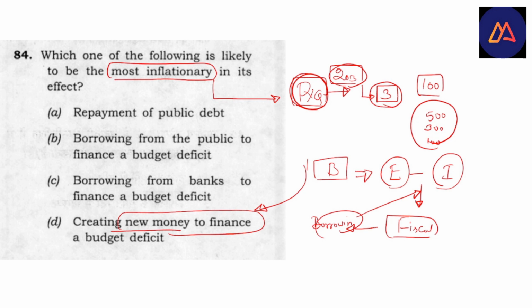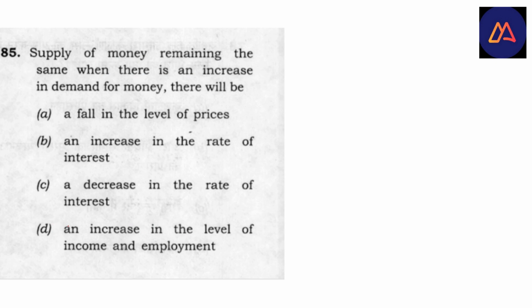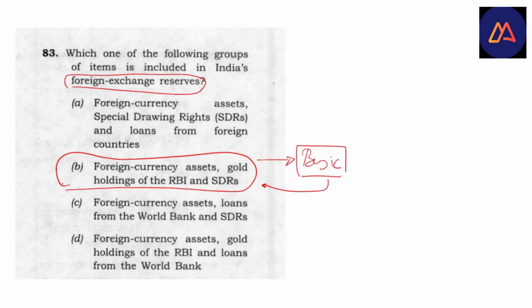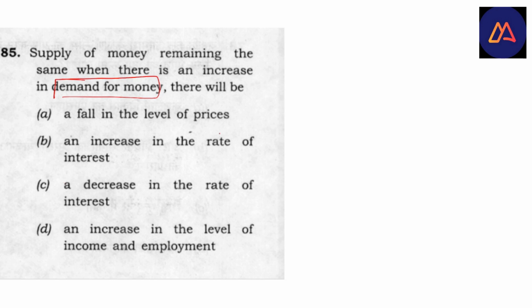But the most inflationary will be when you print it. When you are printing new money, you are actually making money out of the air. So that should be the most inflationary part. Supply of money remaining the same, there is an increase in demand for money. This is very close to the logic of this question. The logic of this question, question 82 and this 85, are very similar. That is why I ask you to go for the basic understanding.